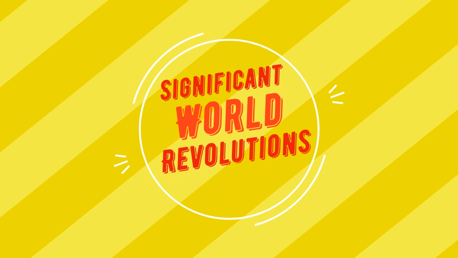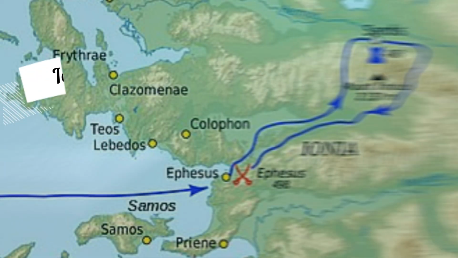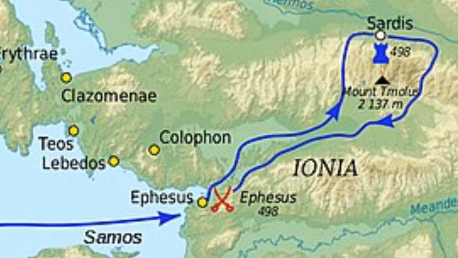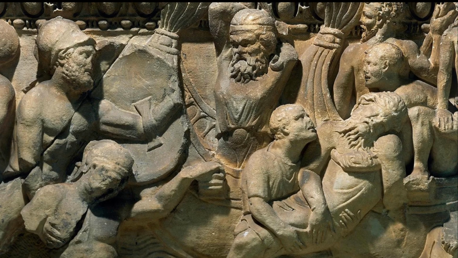Significant revolutions all around the world. Ancient and medieval revolutions. Ionian Revolt, 499 to 493 BC. The Ionian Revolt was an uprising of Greek city-states in Asia Minor against Persian rule. This rebellion is significant as it led to the Greco-Persian Wars, which were pivotal in the history of ancient Greece.